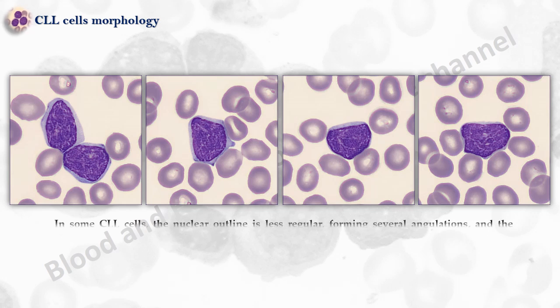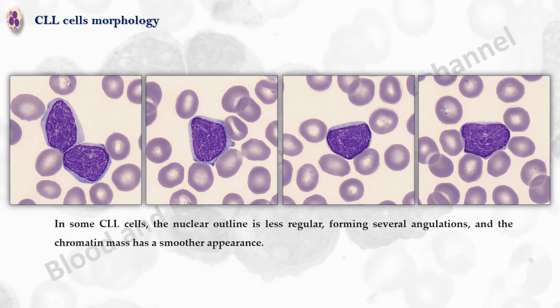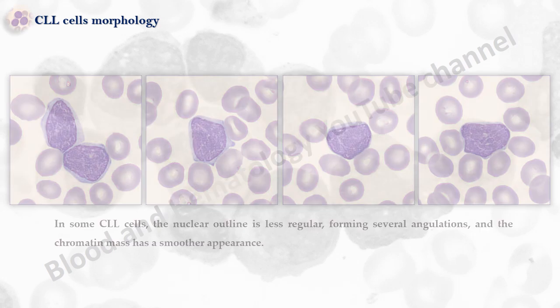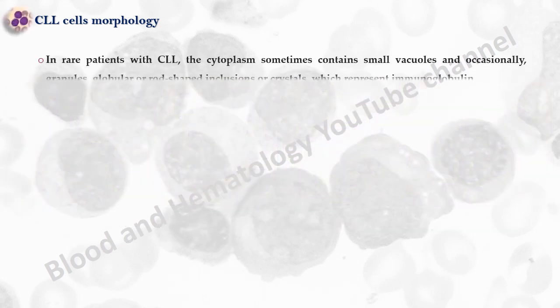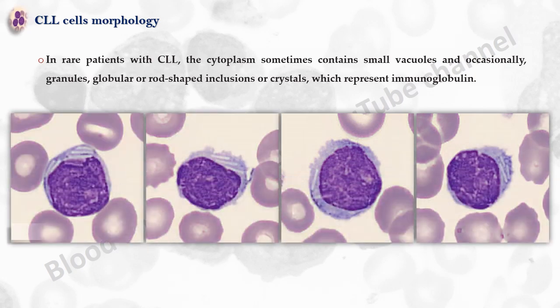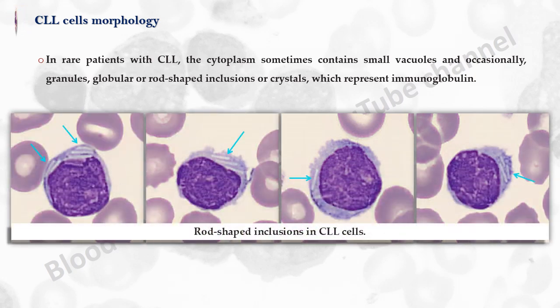In some CLL cells, the nuclear outline is less regular, forming several angulations, and the chromatin mass has a smoother appearance. In rare patients with CLL, the cytoplasm sometimes contains small vacuoles and occasionally granules, globular or rod-shaped inclusions or crystals, which represent immunoglobulin.